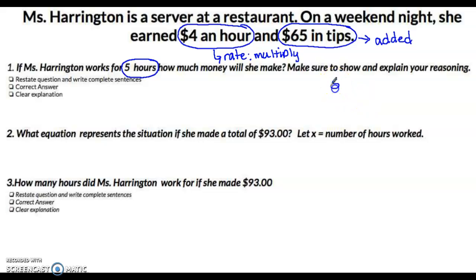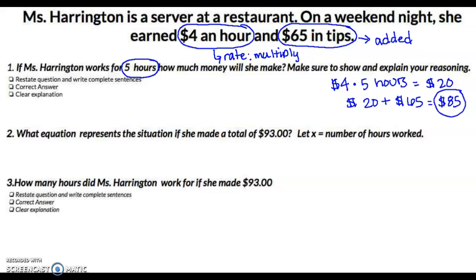So $4 multiplied by the 5 hours will give me $20. Well, on top of the $20, I know, like I said before, she's going to make that money from her tips, which is $65. So the money she made with her hourly wage and the money she made in tips together will give her $85. Okay, well, that's my final answer, but I have to make sure that I write something up.